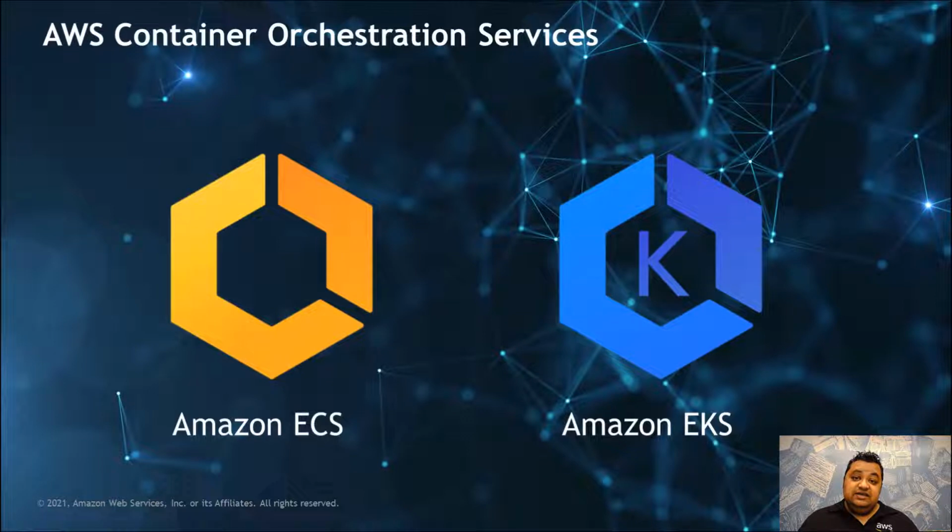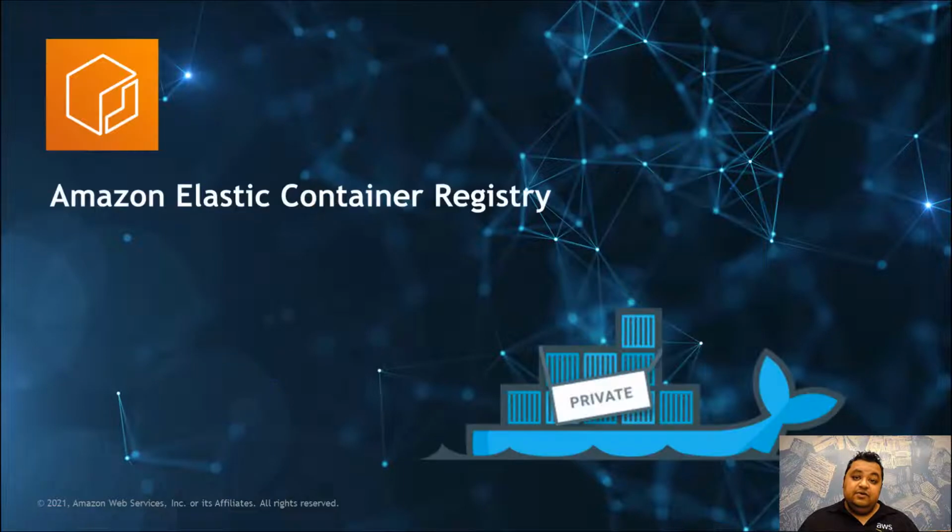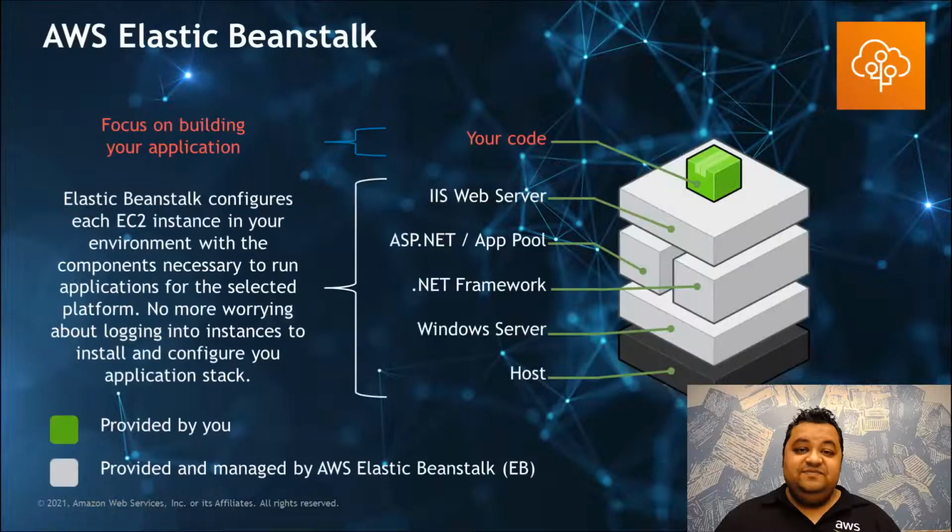AWS has two container orchestration platforms. We've talked about ECS, which is Elastic Container Service. We also have Kubernetes available via EKS, which is the Elastic Kubernetes Service. Both EKS and ECS are able to interact with Amazon Elastic Container Registry, which is a secure vault for your container images.